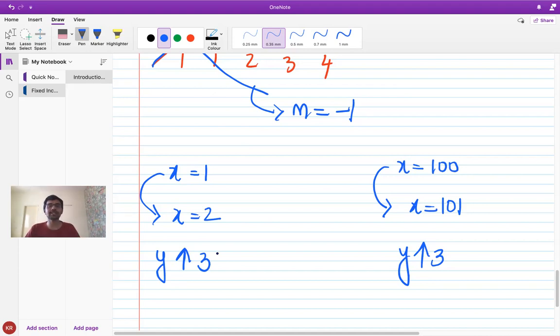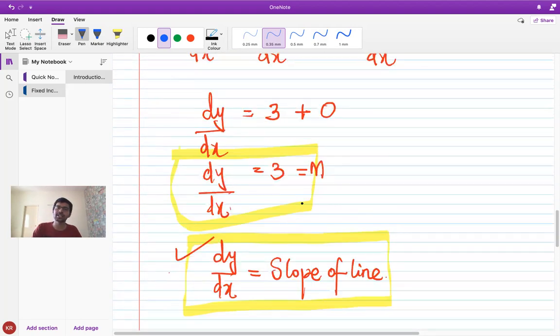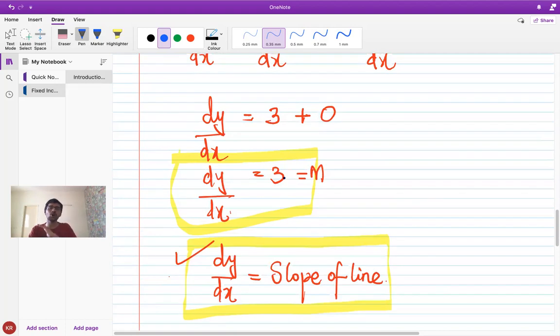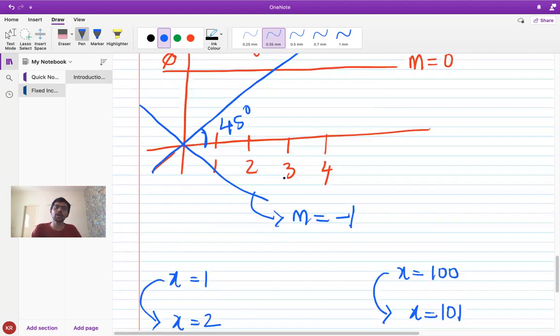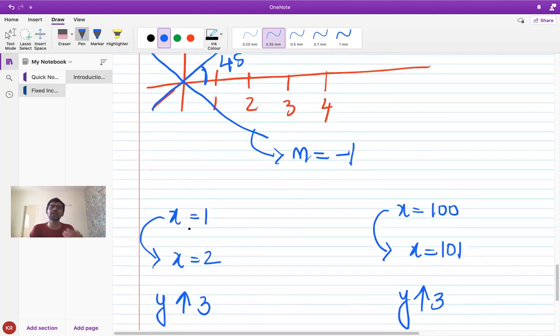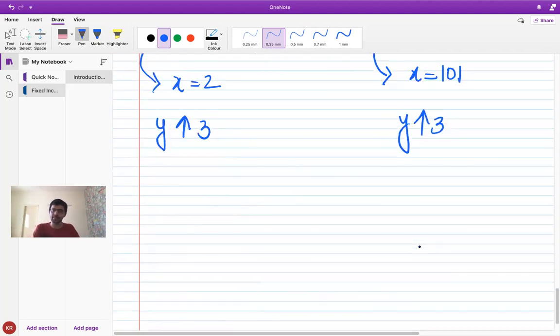You will probably understand a little more of what I'm trying to say a little later on, where I take an example of a curve. But for now, just understand that dy by dx is actually a constant equal to 3, which means the slope is the same at all the points on the line. When I say all the points on the line, what I'm trying to say is at x equal to 1, the slope is equal to 3, and at x equal to 100, the slope is also equal to 3.